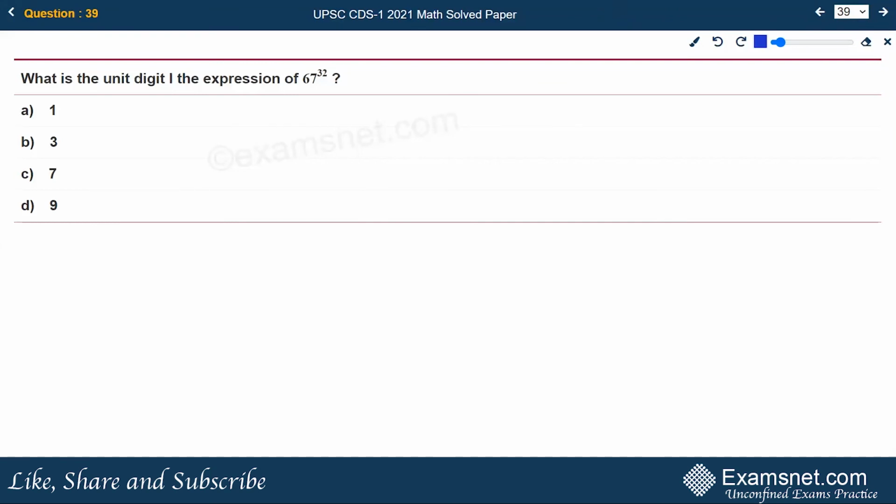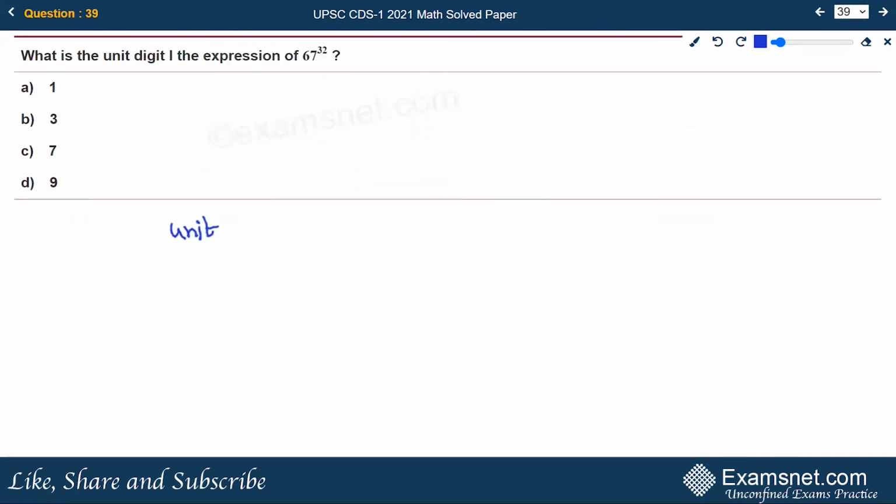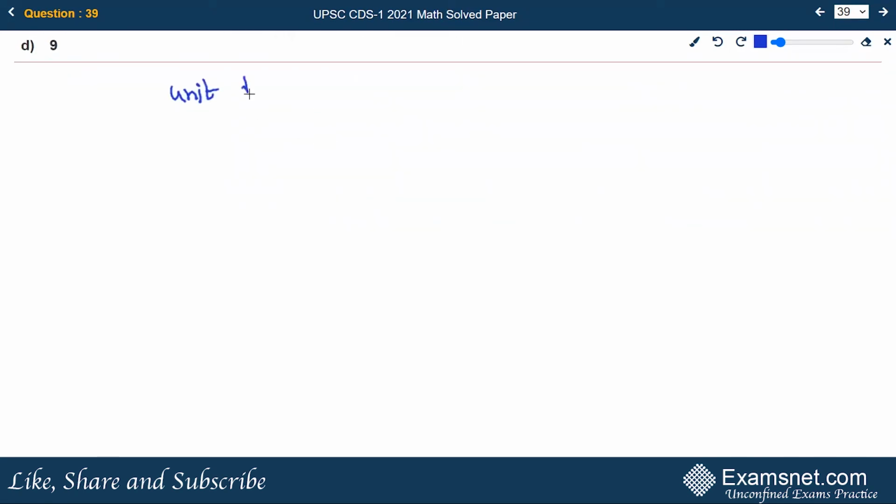In question number 39, we are given, what is the unit digit in the expression of 67 to the power 32? Okay, so actually we are talking about the unit digit of 67 to the power 32, means that is 7 to the power 32. So unit digit of 67 to the power 32 is basically dependent on 7 to the power 32 value, right?